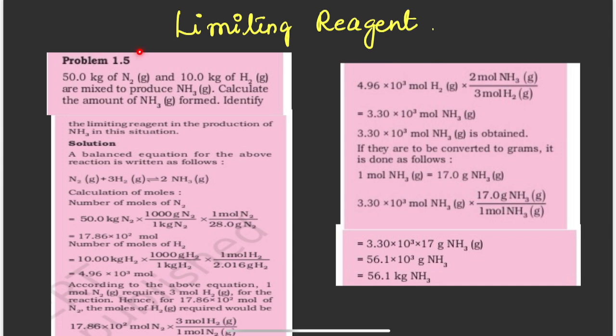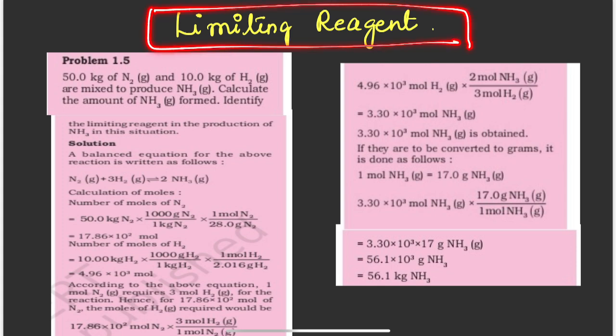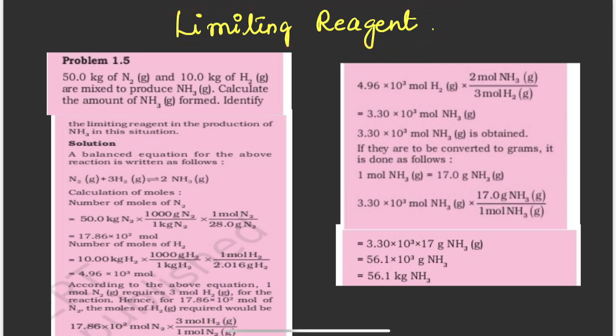In this video, we are going to solve problem 1.5 from the chapter Some Basic Concepts of Chemistry. This is related to the concept of limiting reagent. If you don't know what a limiting reagent is and how to identify it in the given question, I have already made a video on this. A super trick is there to find the limiting reagent. You can find that video in the playlist and watch it.